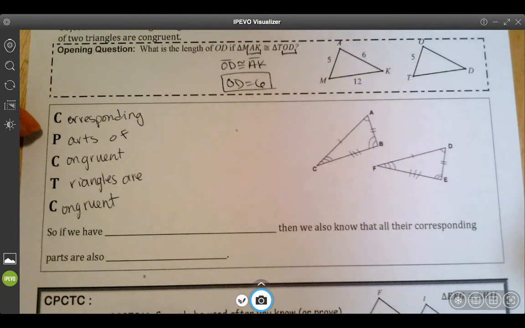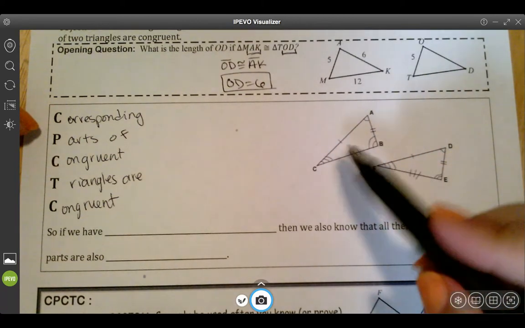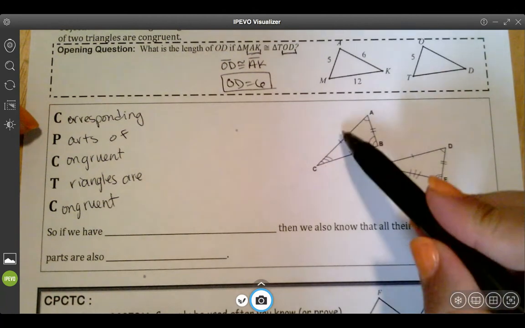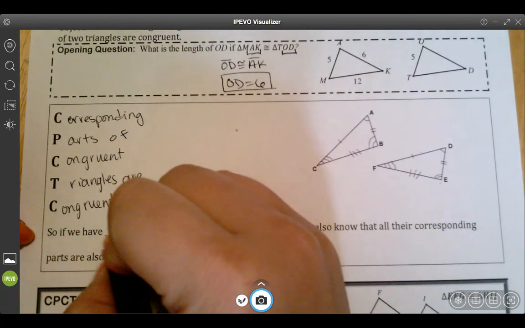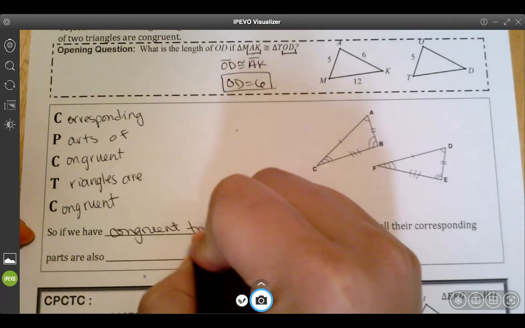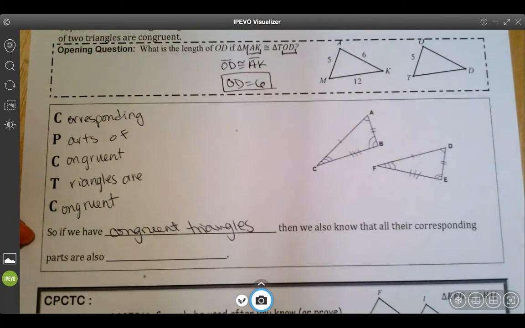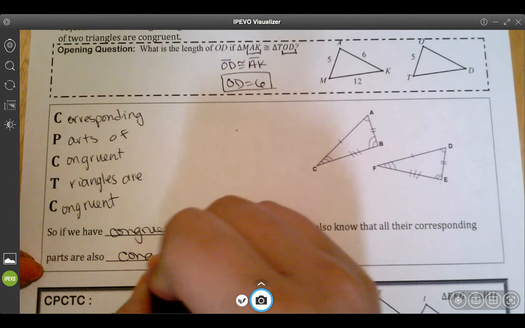So what does that mean? That means if I have 2 congruent triangles, then that gives me 3 pairs of congruent angles and 3 pairs of congruent sides. So first we need to get congruent triangles. Then, after we have those congruent triangles, we know that their corresponding parts are also congruent.